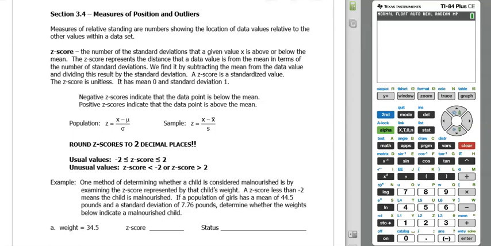And we're especially going to be using this idea of a z-score. And this must be one of the most important ideas from the whole class. And the z-score is going to tell us the number of standard deviations that a data value is from the mean for that particular data value.